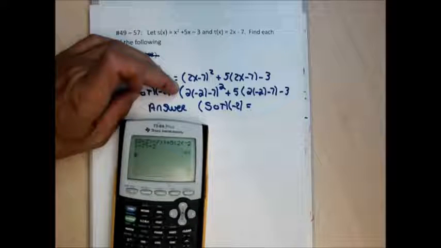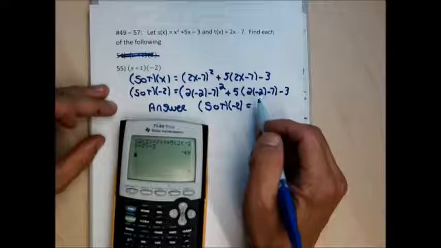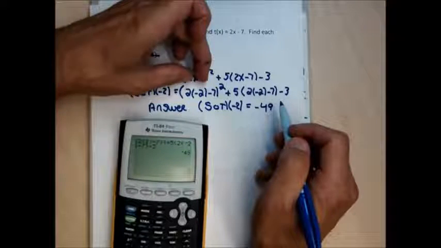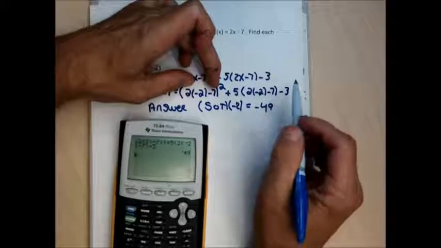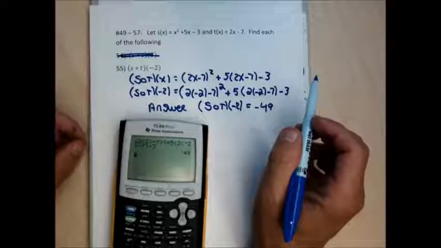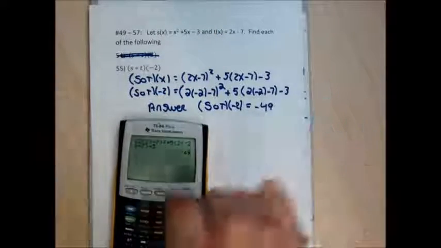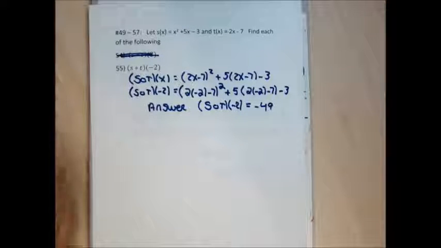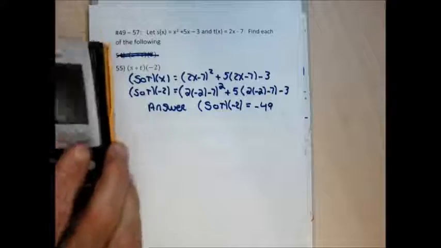It looks good. So I think my answer is going to be s composed with t of negative 2 is negative 49. Make sure this is right. Negative 1. Wow. That doesn't feel right. Let me just make sure that that's actually, it just doesn't feel right at all. It can't be. Let me do it one more time.